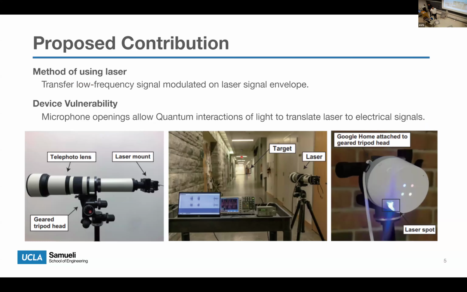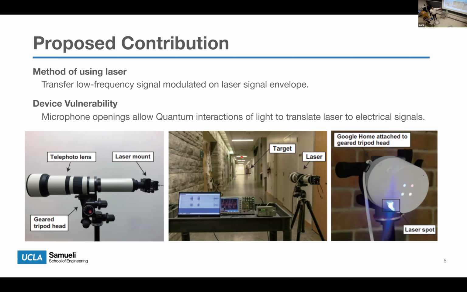So we can look at the contribution of this paper. What they claim is to use a laser source to transmit a signal that is mimicking the audio signals. It has the characteristic of a low frequency signal, and it is transferred using envelope modulated signals on top of the laser. The device vulnerability comes from the microphone openings, which allow the light to interact with the metals inside the microphone. Basically, the quantum interactions of light and matter translate this laser signal into electrical signals.